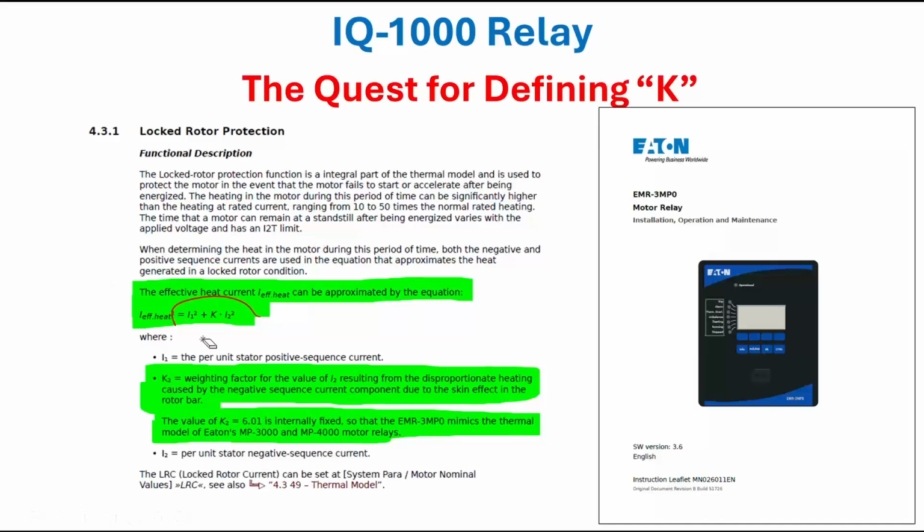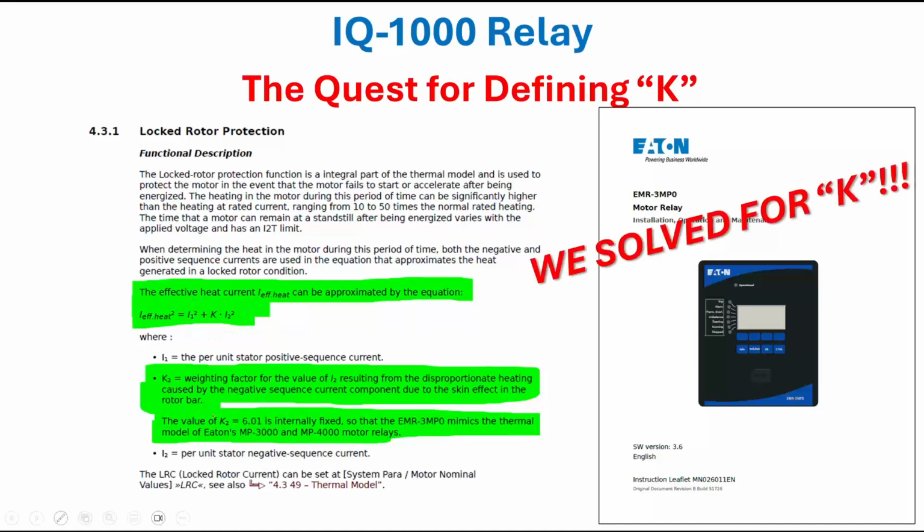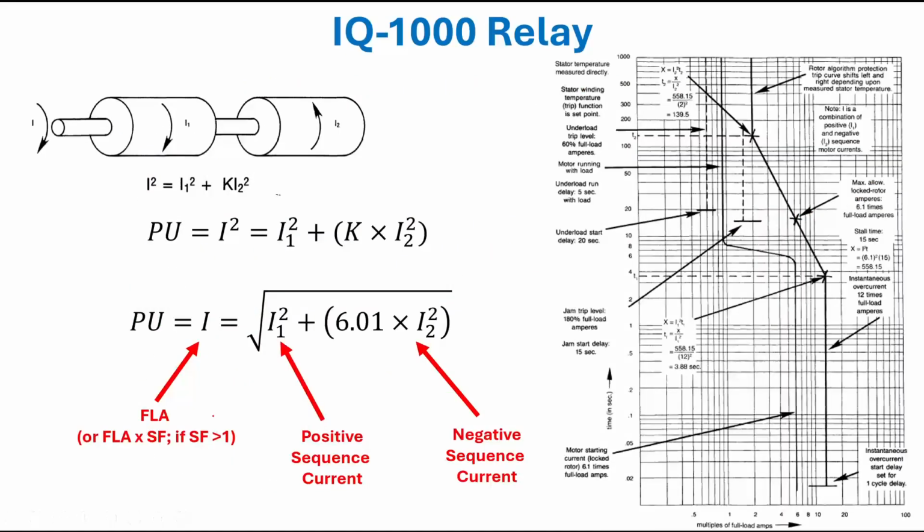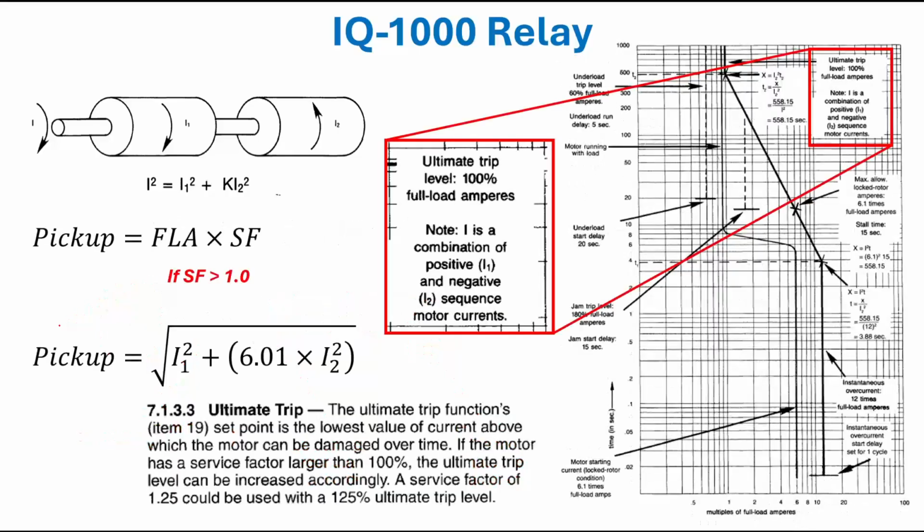The equations are all the same, and k is 6.01, so perfect. So now we've solved for k. That's important because we can determine what our negative sequence is and our positive sequence, but we need that value to be able to figure out what our true pickup value is going to be. Okay, so that's perfect right there. And let's figure out the last thing.